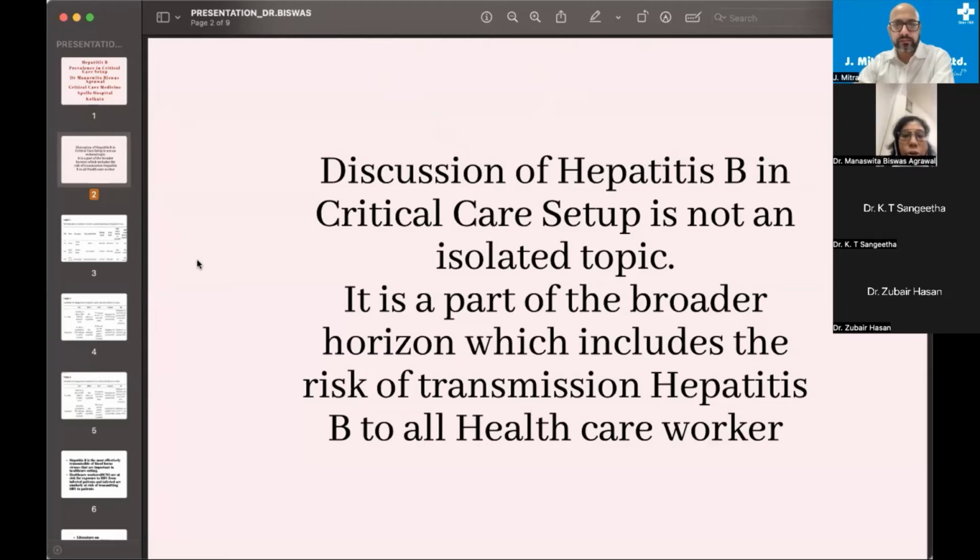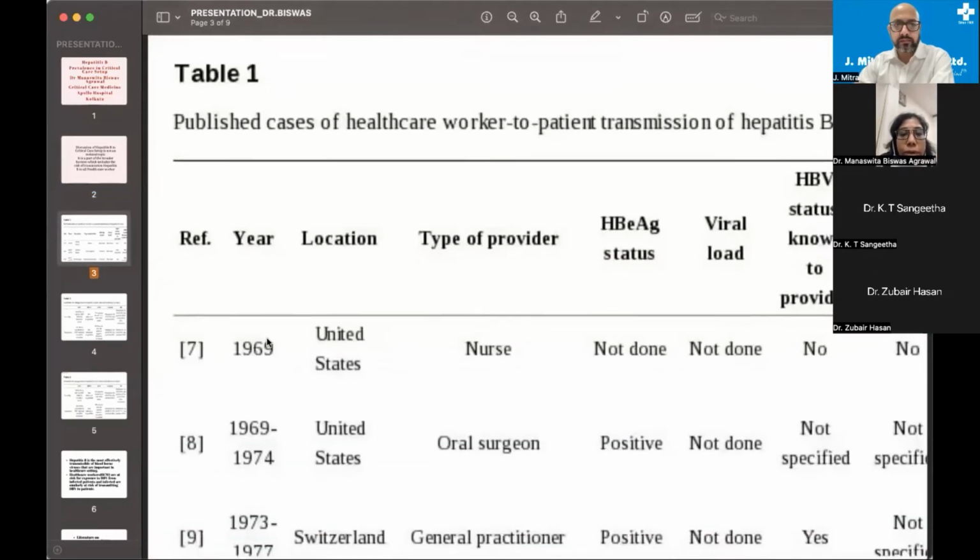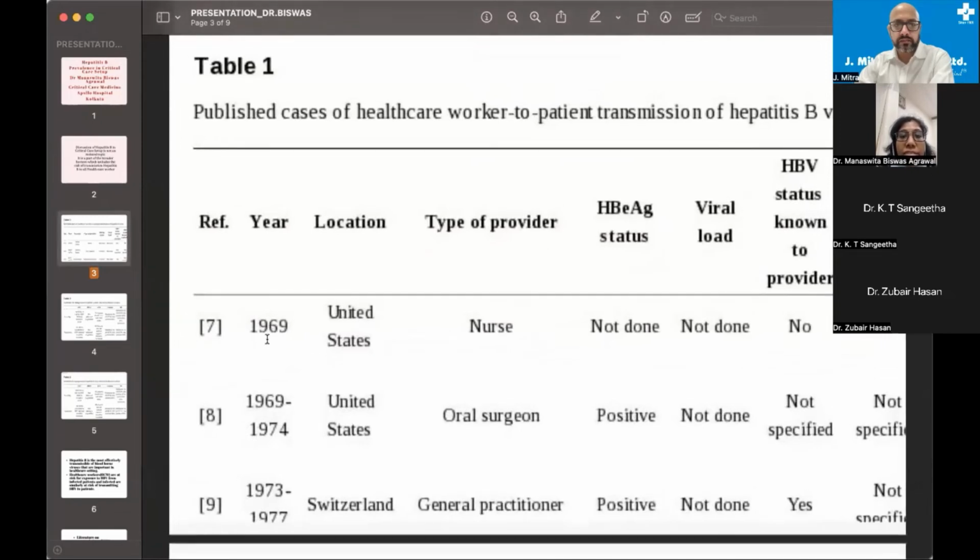So let's move on to the next slide. The next 3 slides will be a table of the published cases of healthcare worker to patient transmission. Many a time, we are the carriers and we are not even aware that we have been pricked with a needle stick, and we carry the germ to a patient. When we are practicing critical care, we are dealing with very ill patients, and those ill patients are at a greater risk of deteriorating if they are infected with hepatitis B. On the other hand, we are always doing a lot of procedures every day.